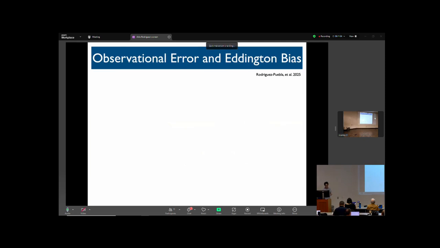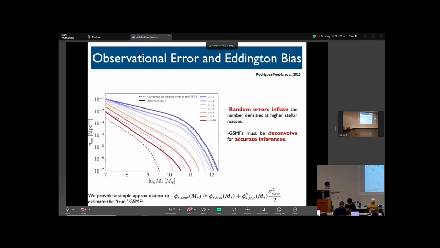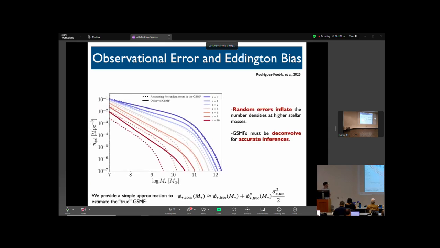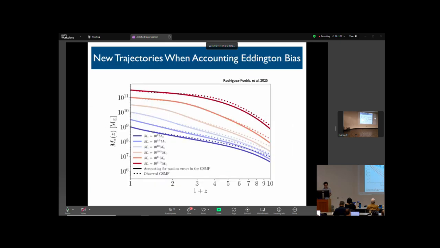After accounting for random errors, this is something that we should take into account. Here I'm giving you a very simple prescription of how you can deconvolve your galaxy stellar mass functions for those random errors. So this is something that you will infer if you are not accounting for random errors.